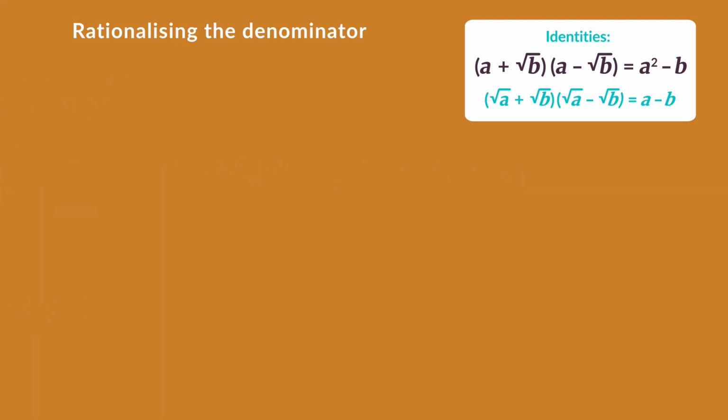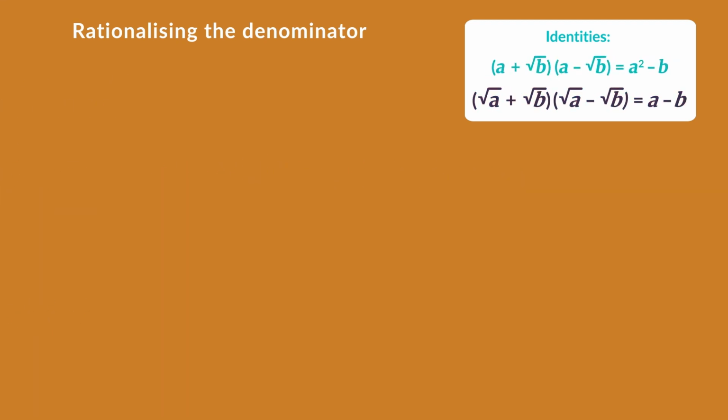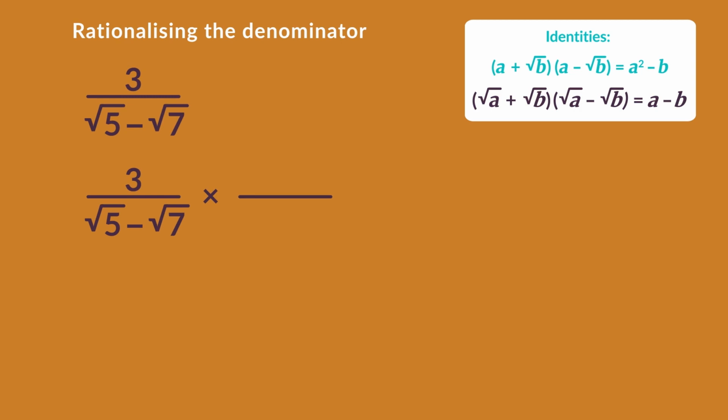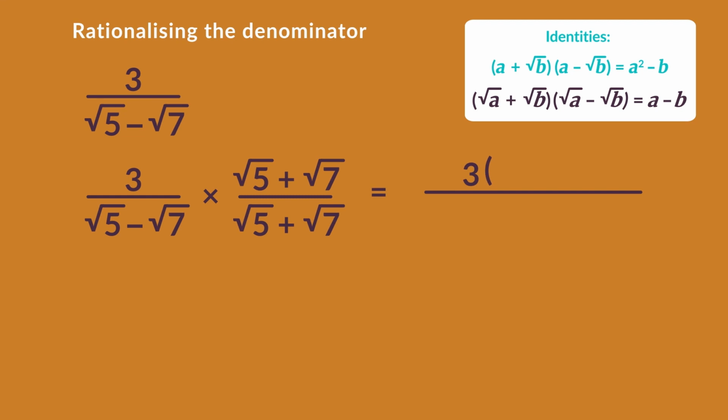Let's go over an example to apply the second identity. How would we rationalize the denominator in 3 over root 5 minus root 7? We'd need to multiply the numerator and the denominator by root 5 plus root 7. We can use the identity to get the denominator in one step, but let's work through it to show why we get this result. The numerator will simply be 3 times root 5 plus root 7 in brackets.